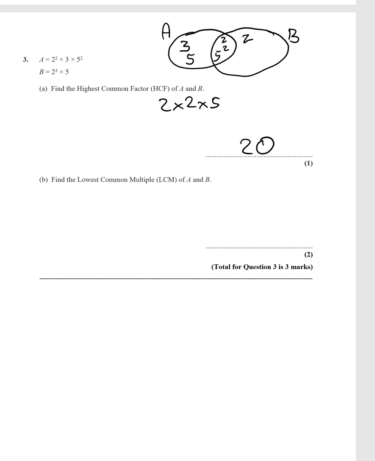To find the lowest common multiple, we basically have to multiply them all together. So 2 cubed times 3 times 25. Now if you do that on your calculator, because 25 is 5 squared, sorry, that will give you 600.